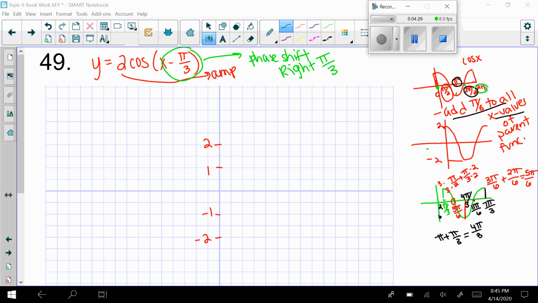What I always do is take a rule of thumb to go by the smallest factor here, which would be pi over 6, right? Because pi over 3 is bigger. So I'm just going to go up by pi over 6. This is going to be 1 pi over 6, right? So if this is pi over 6, then this is 2 pi over 6.